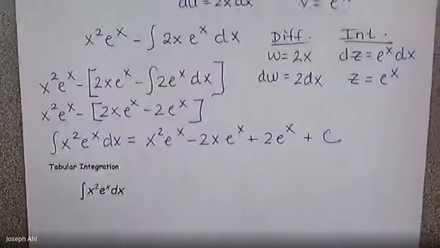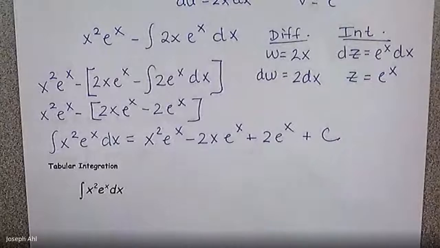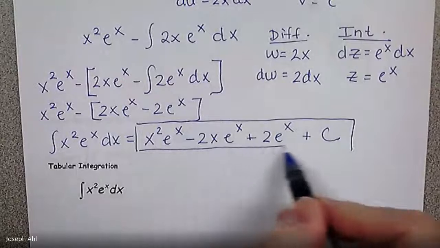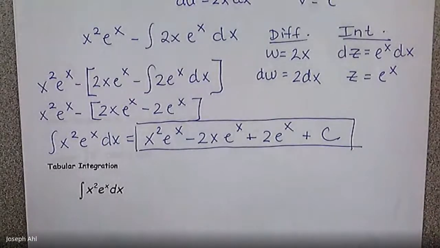If you're looking for alternate forms, these actually all have e to the x in common, so you can factor out an e to the x from all three. But otherwise, this would be an okay form to leave your final answer in as well.